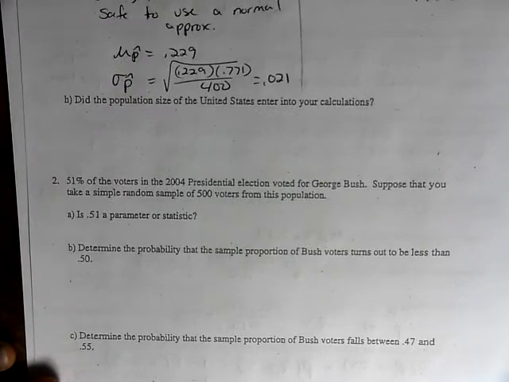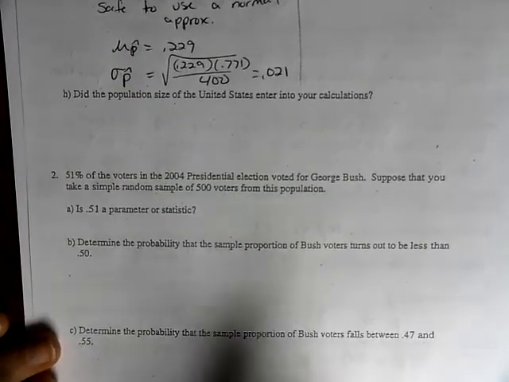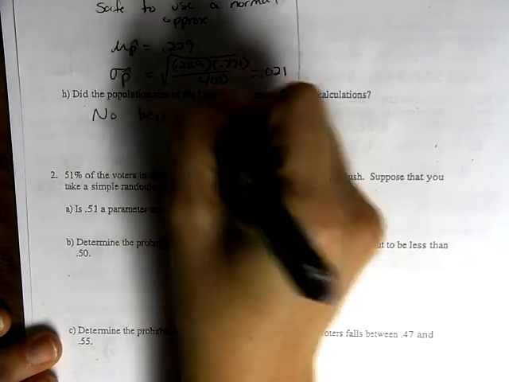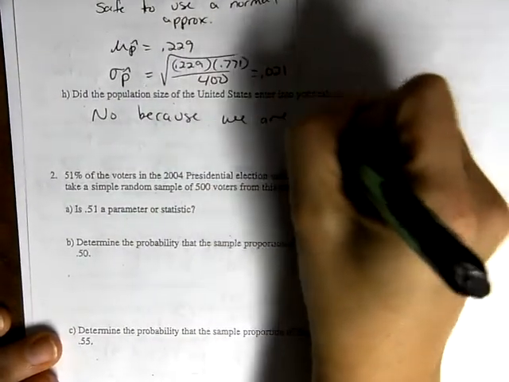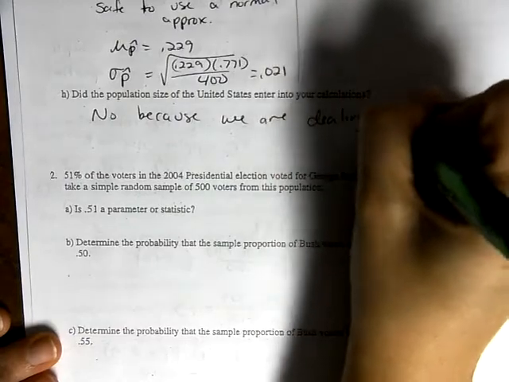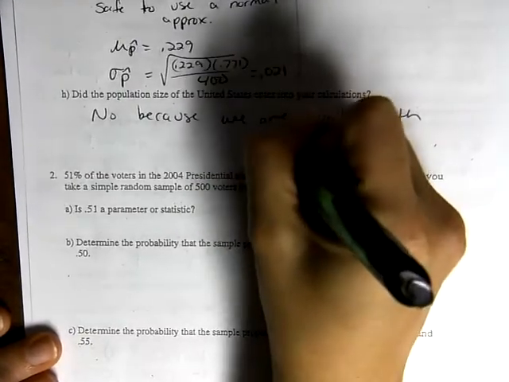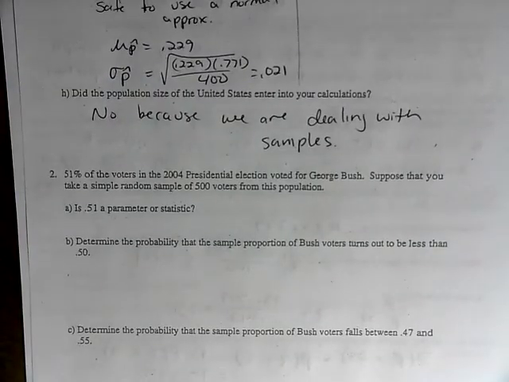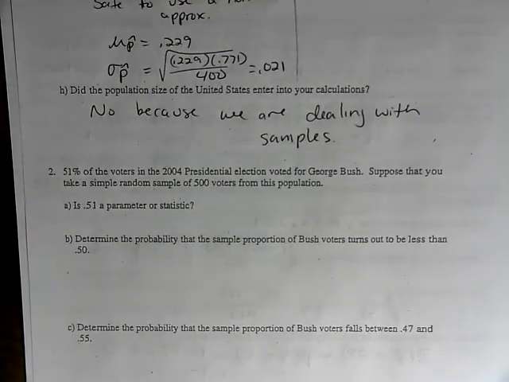Did the population size of the United States enter into your calculations? No, because we are dealing with samples. And we'll talk about, really, you don't want your sample to be more than 10% of your whole population size. So even 100 to 400 is less than 10% of the population of the U.S. So let's try another example.